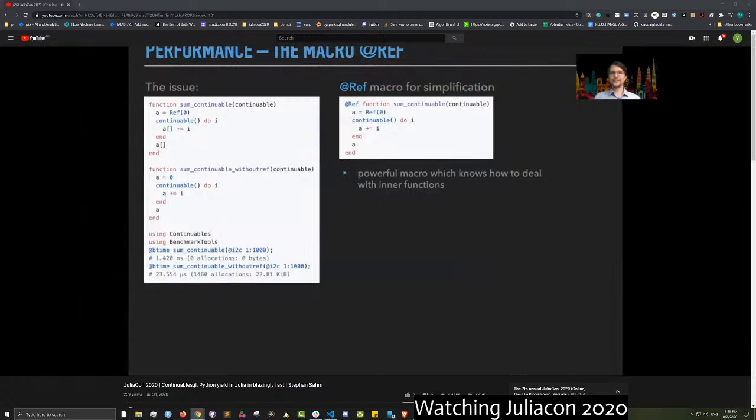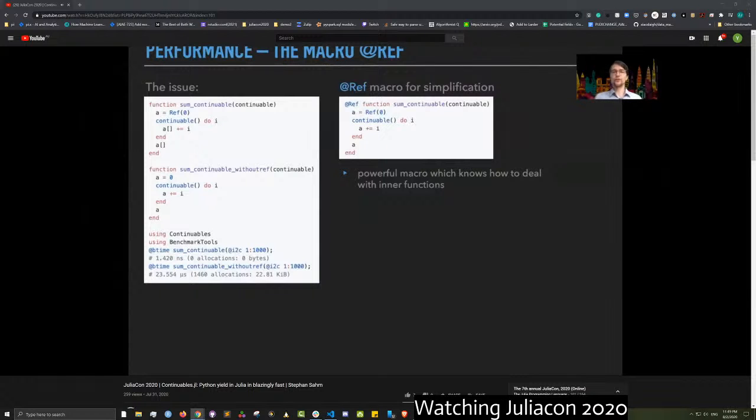Going to the performance, here on the left side, I've written two functions to sum up the values in one of these continuable containers. The first one is kind of the optimal one, and the second one not so. And you see that the key is that you define another reference, which you then update instead of updating the variable directly. You see the difference in speed is really drastic. That's a factor of 20,000. The first is nanoseconds, the second is microseconds.